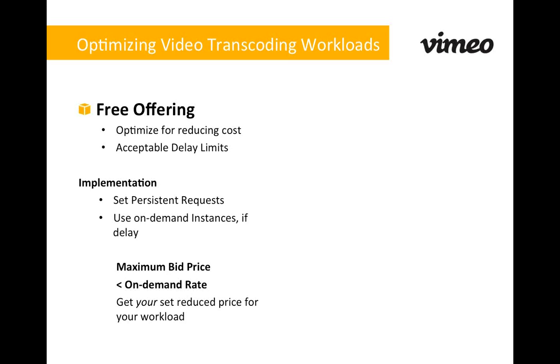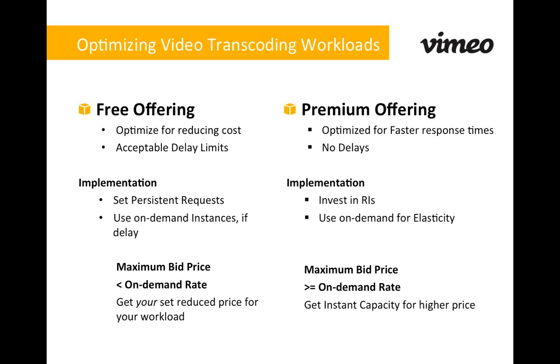Then they have a premium offering, people who actually pay memberships to Vimeo, and that's optimized for faster response times. So they actually use reserved instances for the transcoding there, so that the transcoding happens straight away, so that their customers get much faster response times. So this is a common pattern where you can use Spot for a free offering, and for the premium offering you can use reserved or on-demand instances.